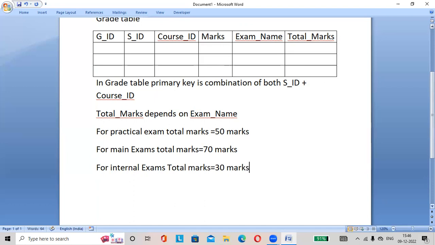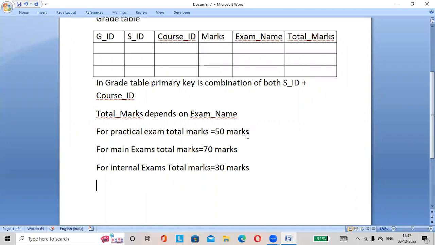Okay. For external, 70 marks, for internal, 30. So total, how many marks? The combination of 70 and 30 is 100 marks. For practicals, it is 50 marks. Here total marks depends on exam. Yes or no? Yes, ma'am, total marks depends on exam name.